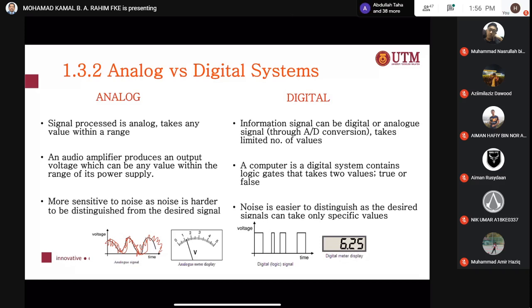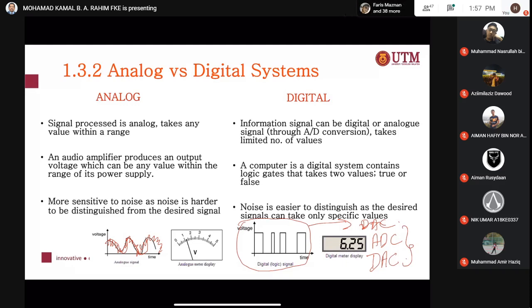Okay, so for digital, what we can define is a discrete signal, so you only have 1 or 0. An analog signal can become a digital signal through an analog to digital converter. To convert from analog to digital you need this converter, and if you want to change back to an analog signal, you need a digital to analog converter. DAC and ADC, these are two things that you should know.